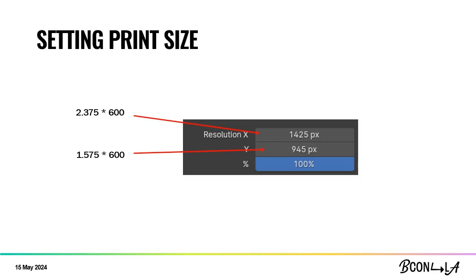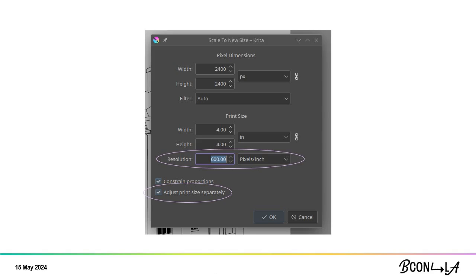You can actually type equations into the input fields here. So if you know you need an image that's 3.75 inches wide, you can type 3.75 * 600 into the input box, and the correct value will appear. Then, after saving your image, all you need to do is set the density appropriately in an image editor, and it will print out at the correct size.